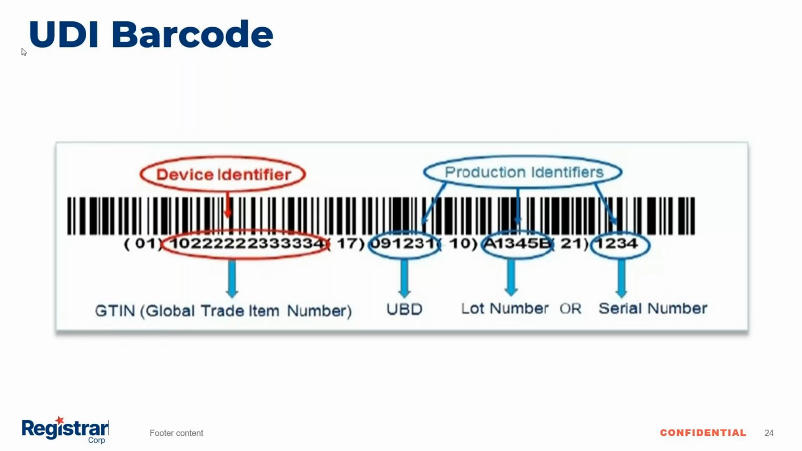So, UDI barcode. UDI consists of two parts, a device identifier and a production identifier. The device identifier is a fixed portion that identifies the version or model of the device, while the production identifier is a variable portion that includes lot number or serial number, batch number, or manufacturer or expiration date.